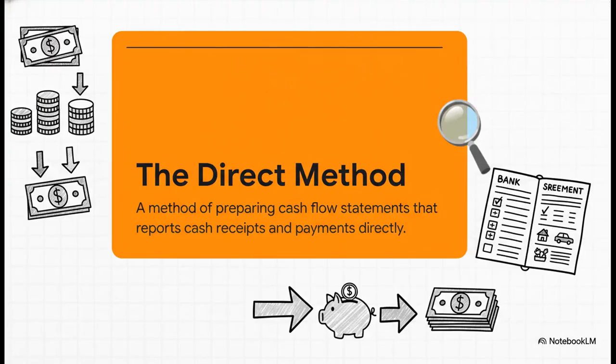Let's start with the formal definition, which honestly tells you almost everything you need to know. The direct method directly reports the major classes of gross cash receipts and payments. It's right there in the name. This is a universe away from the indirect method, which, as I said, starts with that accrual-based number, net income. Remember, accrual accounting is all about recognizing revenue when it's earned and expenses when they're incurred, which often has nothing to do with when cash actually changes hands. The direct method just sweeps all that aside. It's a pure cash perspective. The best way to think about it is like a high-level, perfectly categorized summary of the company's bank account activity for the period.